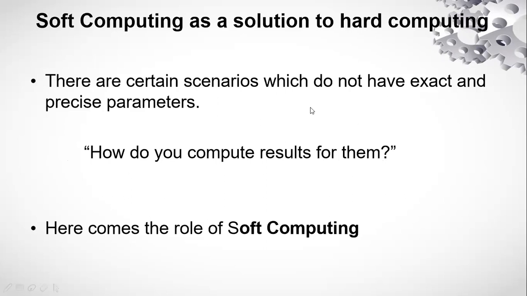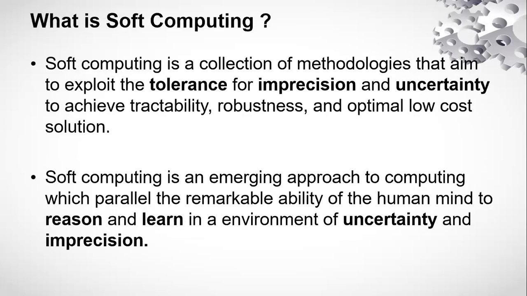So the role of soft computing comes under the scenario whenever we do not have exact or precise input or parameters. How do you compute the result for these particular scenarios? The answer is soft computing. So I hope now this is clear why we are using soft computing, why we need to switch to soft computing for an advanced technology. Now, let's understand deeply what soft computing is.